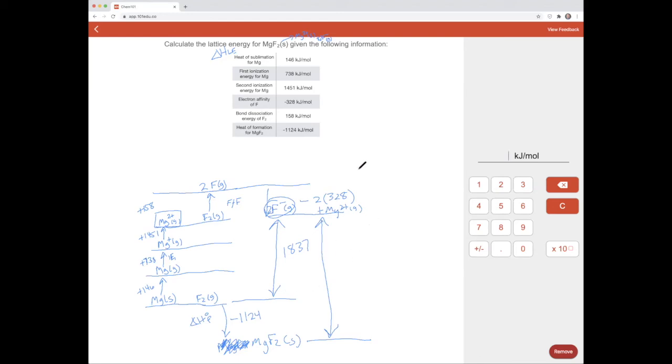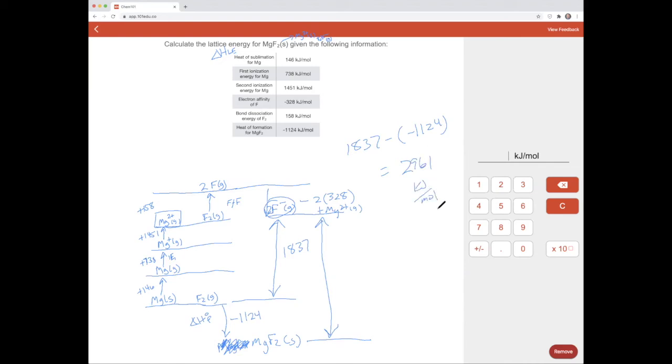Remember, we took the difference. So 1837 minus a minus 1124, and that turns out to be 2961. So 2961 kilojoules per mole.